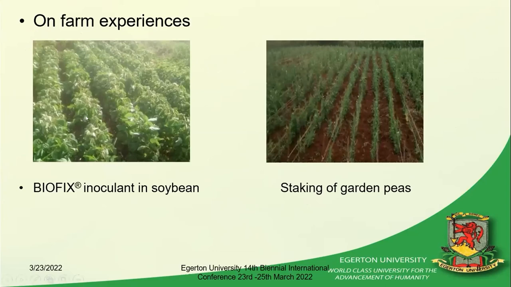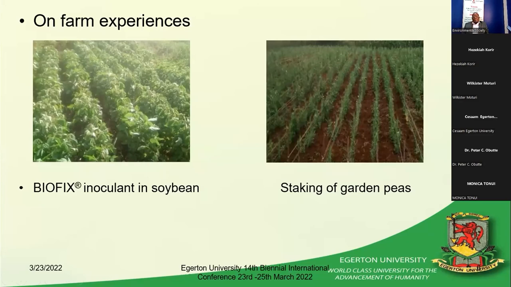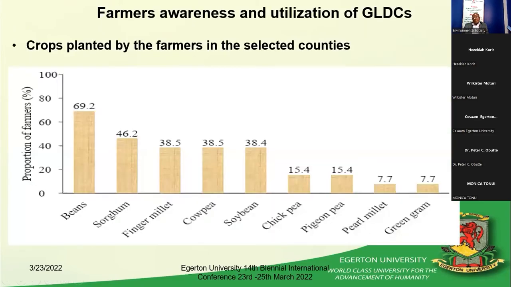On the left side of my screen, these are soybean inoculated with the Biofix. Within the farm, the students also had a control plot with no addition of any soil amendment, and one where they used the farmer practice, the DAP, to show the farmers how the biofertilizers work. Apart from the GLDCs, the students were also able to help the farmers in other enterprises on the farm. For example, on my right, these are staking in garden peas that the students helped the farmers with.